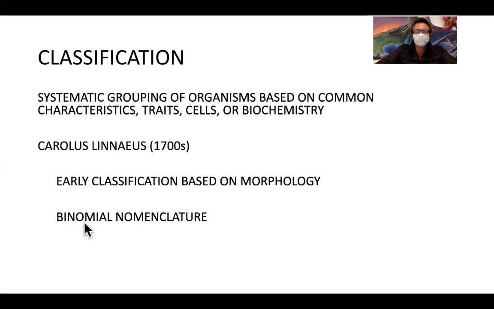He also developed something known as binomial nomenclature. What do you think this means, binomial? What does bi mean? 2. What about nomenclature? What does nomen mean? Anyone know? Name. So he decided that all living things should have a 2-part name. Whoa. What else do we classify with a 2-part naming system? My name is Christopher Collins, right?